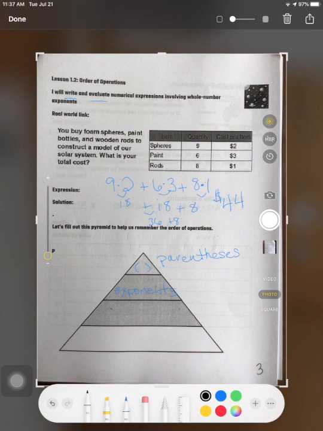The third thing we want to concentrate on is all multiplication and division, okay? And I'm going to start with the left side of the problem, whatever one of those two is on the left, and move to the right. Just like you read, you read from left to right, you're going to do multiplication and division starting on the left side of the problem and moving to the right, okay?